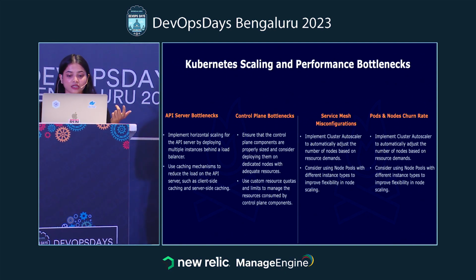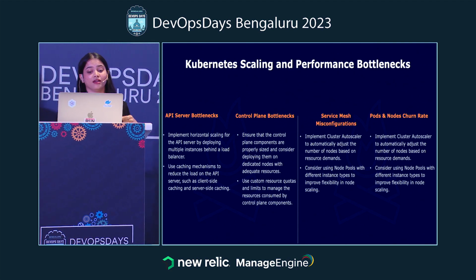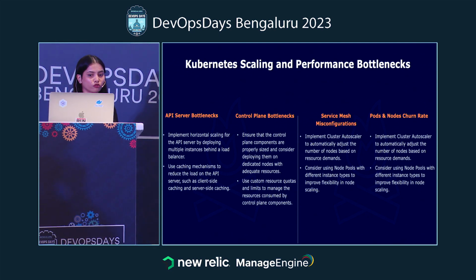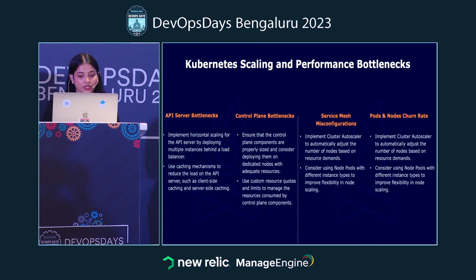Next, we have the misconfigured service mesh. It can put a lot of unnecessary load on your Kubernetes control plane and increase the overall application and cluster latency. How can you mitigate that? Implement cluster autoscaler. You can also consider using node pools to define different sets of instance types to be used.